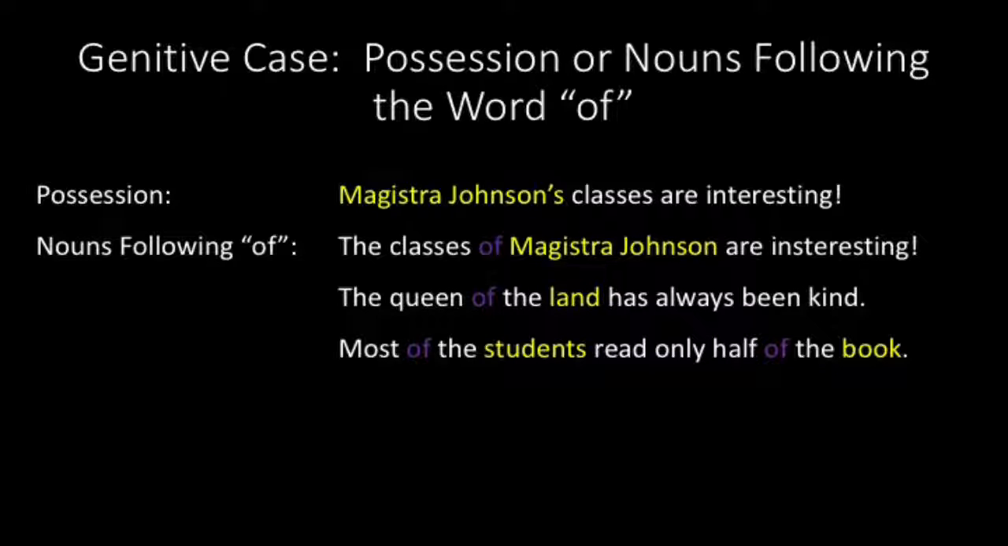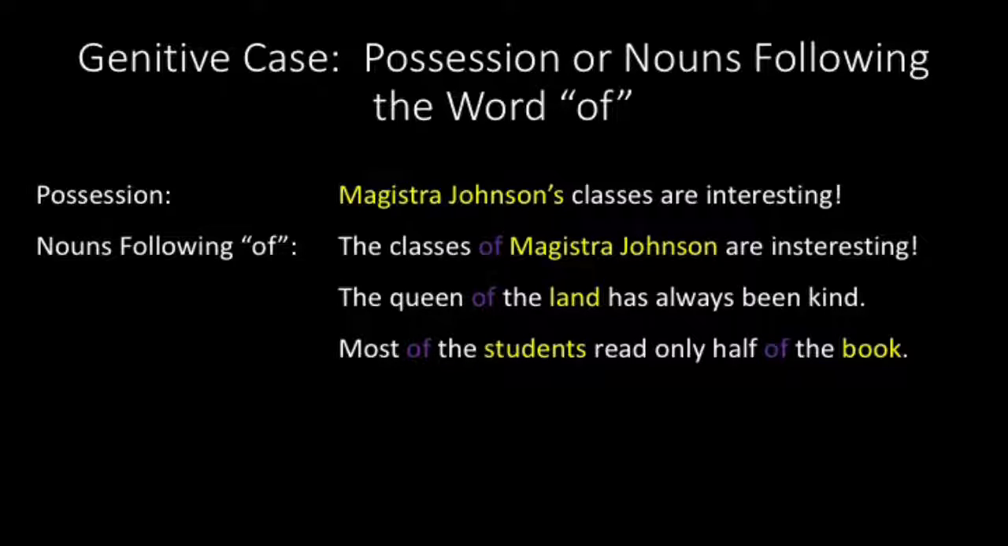The queen of the land has always been kind. I need three words, of the land, to express that idea of where the queen is from in English. But in Latin, all I would have to do is write land with the genitive inflection. The same is true in the final sentence. Most of the students read only half of the book. Most of what? In order to express that in English, I need three words, of the students. Latin, just one. Students with the genitive inflection. Half of what? Half of the book. Three words in English, only one in Latin. Book, with the genitive inflection.